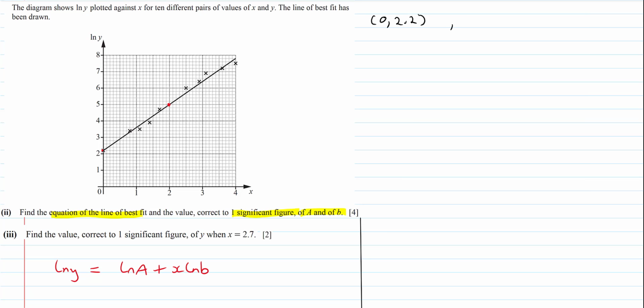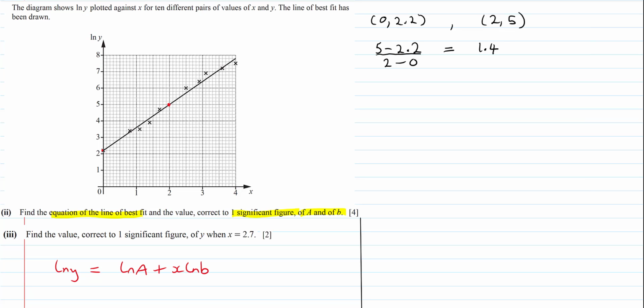So our gradient then, well, that's going to be our change in ln y over our change in x. So that's going to equal 5 minus 2.2 over 2 minus 0. And 5 minus 2.2 is 2.8. 2 minus 0 is just 2. So 2.8 divided by 2 is 1.4. So that's the gradient of our line of best fit.